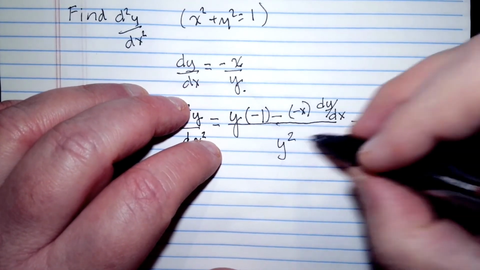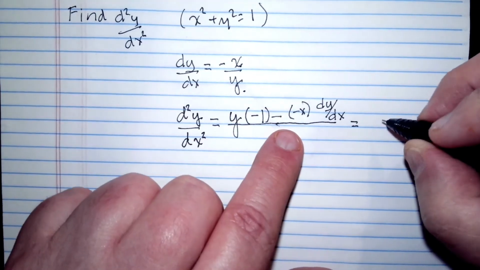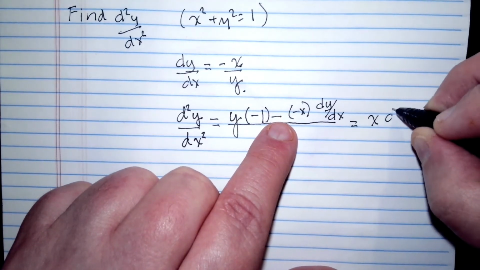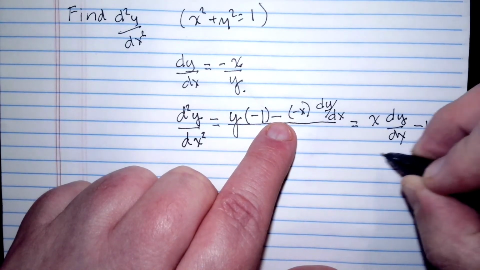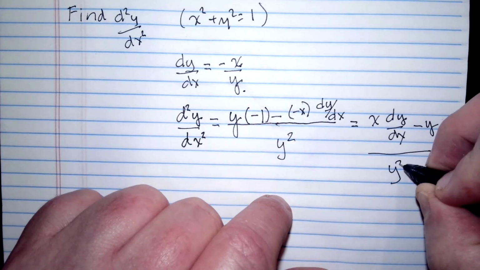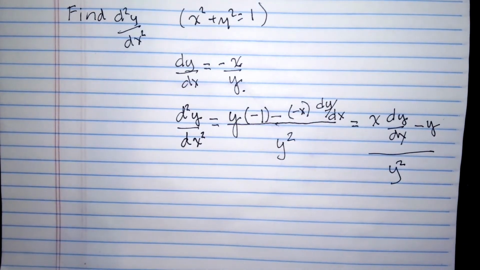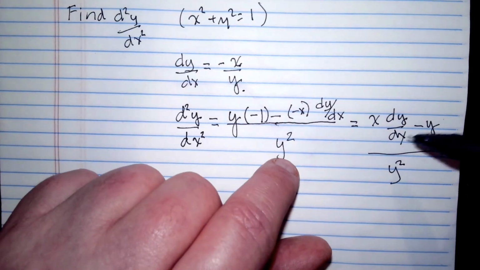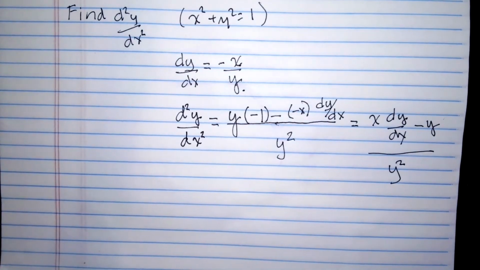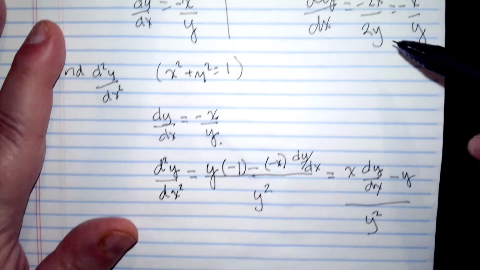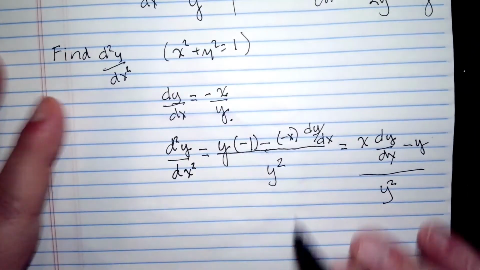I'm going to rearrange this. This is going to be a plus x and a minus y, so I'm going to write this as x dy dx minus y over y squared. Now, we're not finished. We really need to replace dy dx with the formula we found for dy dx. Remember that we found the first derivative to be negative x over y.